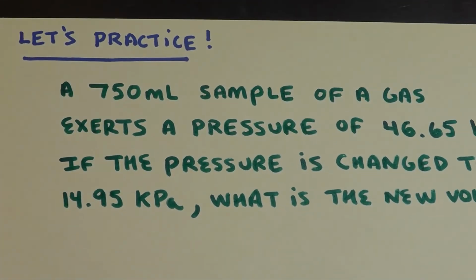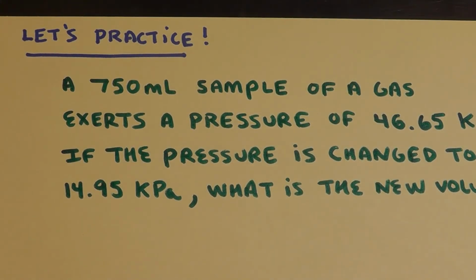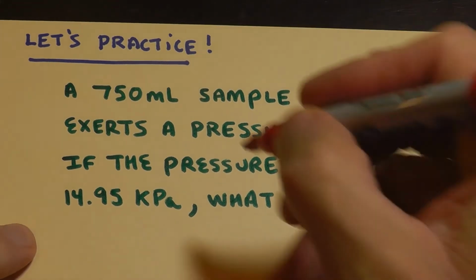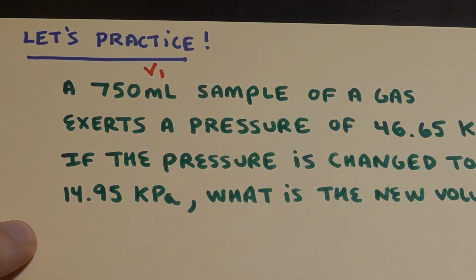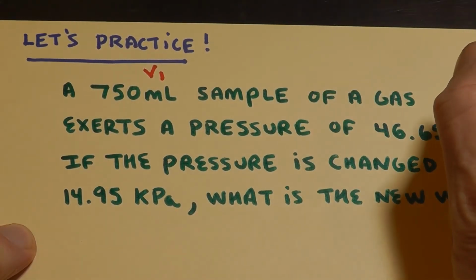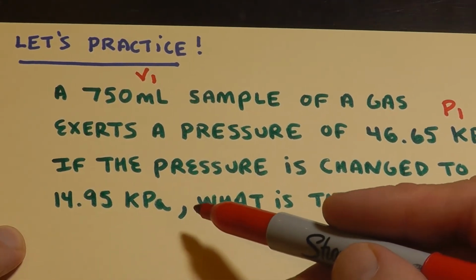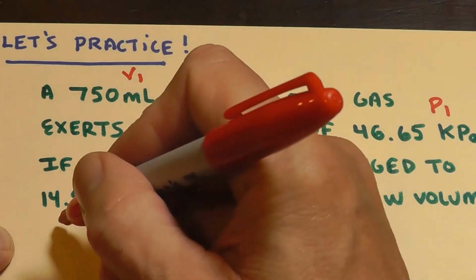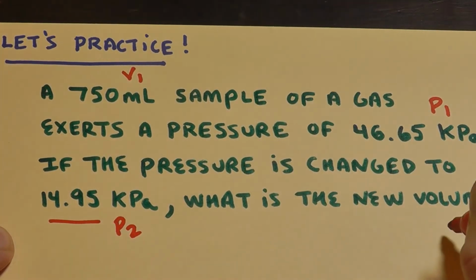Okay, practice time! Now look, we didn't tell you what gas law this is, so let's give it a shot. Now you're going to read these like a computer. A 750 milliliter sample of a gas. I'm going to call that V1. Exerts a pressure of 46.65 kPa. That's kilopascals. That's pressure. We call it P1. If the pressure is changed to 14.95, I'll call it P2, kilopascals. What's the new volume?